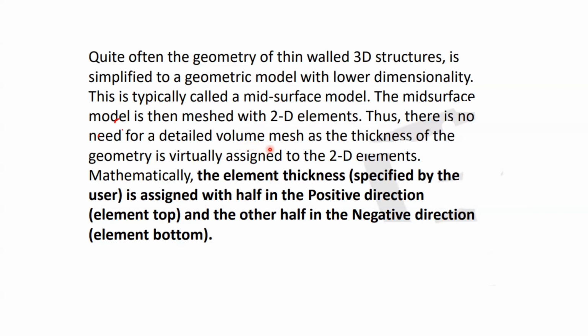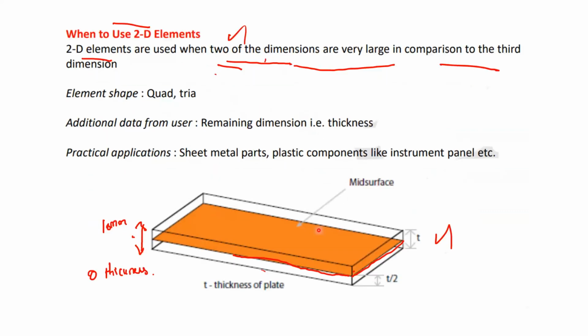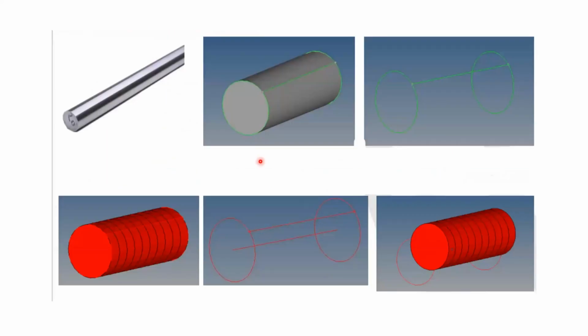We don't need to give the 3D mesh, as the thickness of the geometry is virtually assigned to the 2D elements. The thickness will be assigned in such a way that one half of the thickness will be given in the positive direction and the other half in the negative direction, which means one half will be provided on the upper side and the other half on the lower side. These are certain examples where we extract the mid surface.